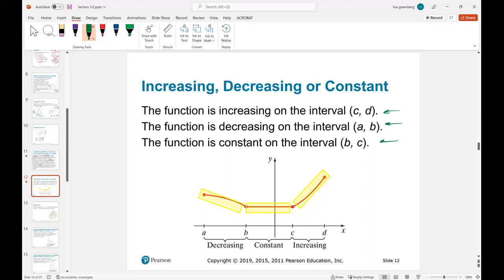Because for example, if I pick this point, should I include it in the decreasing or should I include it in the constant? I consider it more of a point of transition. So I don't have to include it, and I'm not going to include it in either interval. I'm just going to say that's where it goes from one thing to the next, right? So we always have open parentheses for increasing, decreasing, and constant.